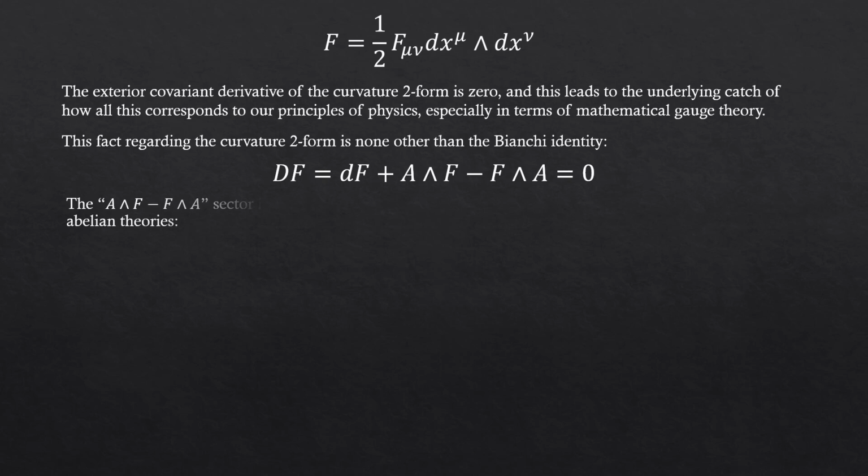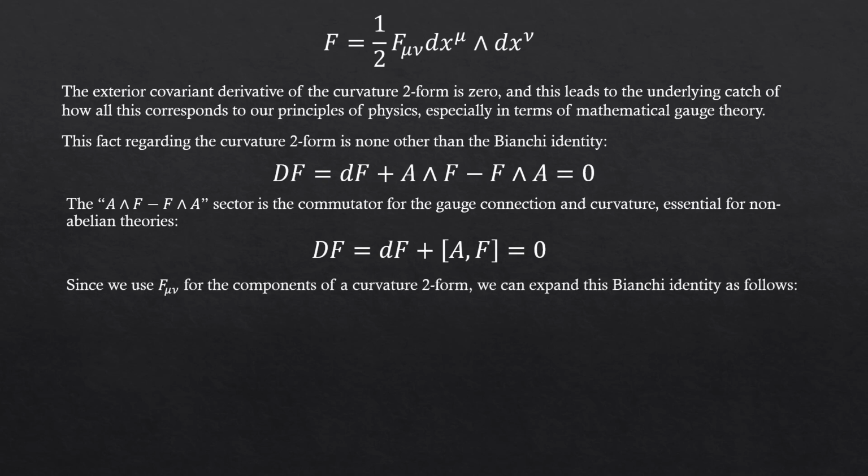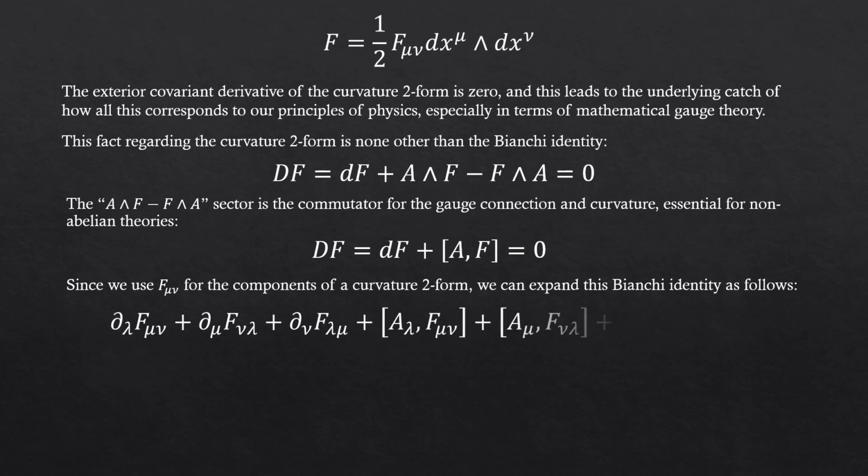Now, A wedge F minus F wedge A is the commutator for the gauge connection and curvature, which is essential for our non-abelian extension to what otherwise would just give us Maxwell's equations in simpler forms. When we're extending beyond U(1), we want these additional commutation relations. Since we use F sub mu nu for the components of a curvature 2 form, we can expand this Bianchi identity as follows, using explicit tensorial notation and not just the notation of differential forms as shown above. But it's all saying the same thing.